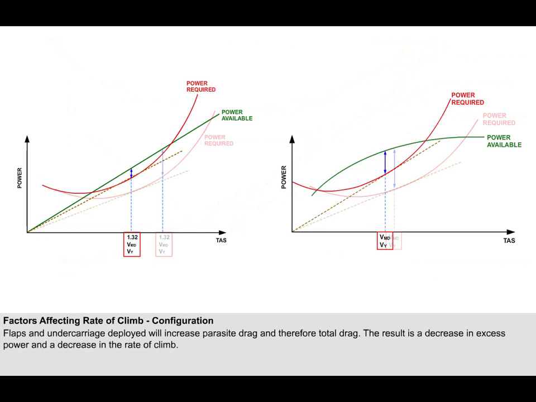Notice the reduction in excess power available, as shown by the blue double-headed arrows. You may recall that a reduction in excess power reduces your rate of climb. However, the important effect here is that the speed for maximum excess power is no longer the same. It is now lower. So, with the undercarriage and/or flaps deployed, the rate of climb is decreased and Vy is decreased.